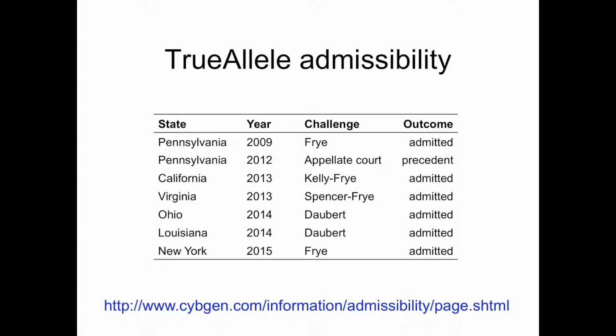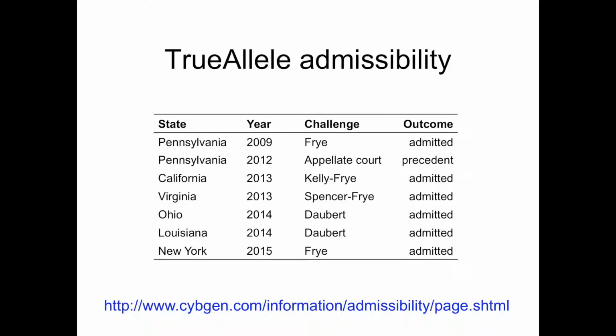Allele has undergone admissibility challenges in a lot of places. In the U.S., there have been 6 challenges so far, in Pennsylvania, California, Virginia, Ohio, Louisiana, and New York. And there are different standards in different states. There's Frye, there's Daubert, there's some sort of combination. In Pennsylvania, the Foley case happened long ago in 2009, but there's appellate precedent. And New York just issued its Frye ruling in a homicide trial this month.